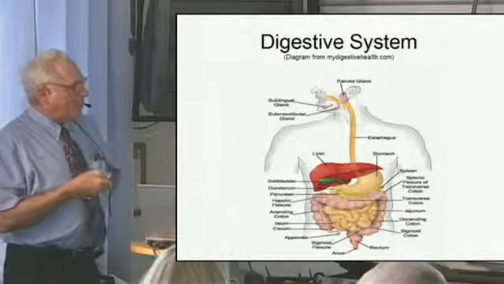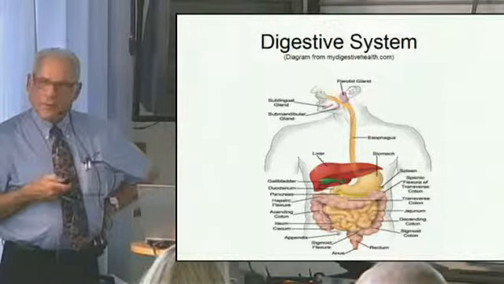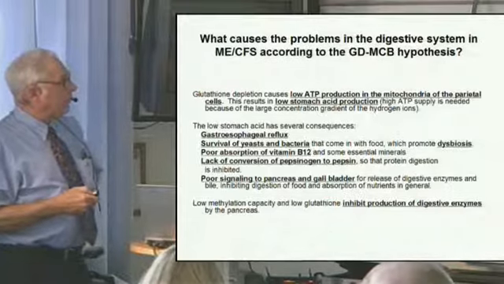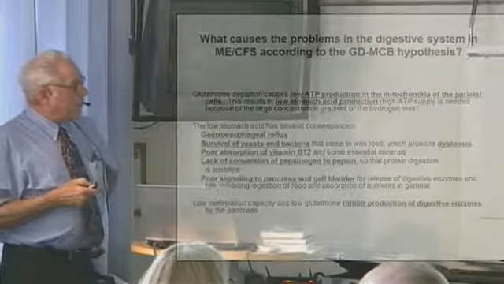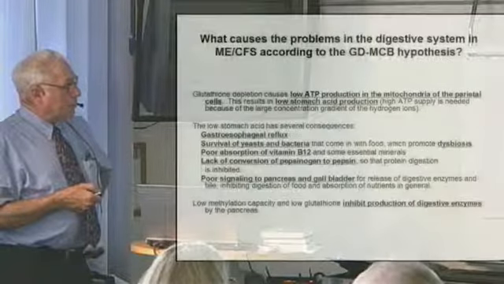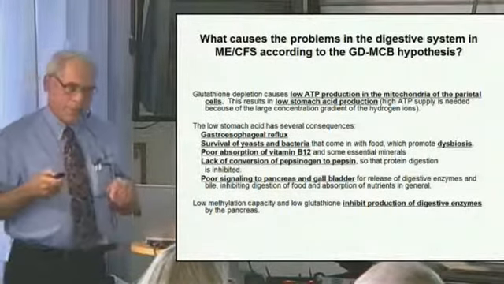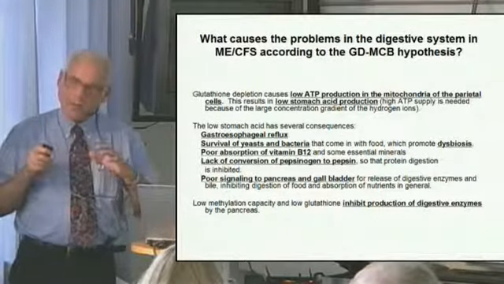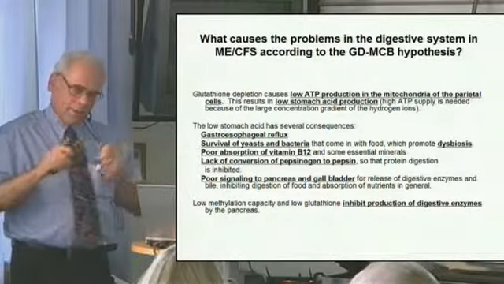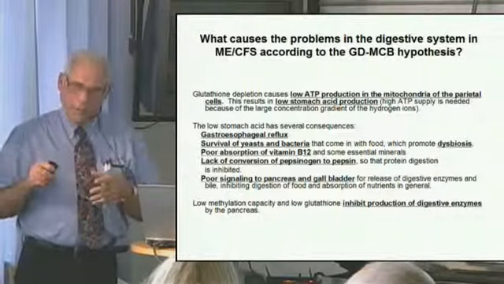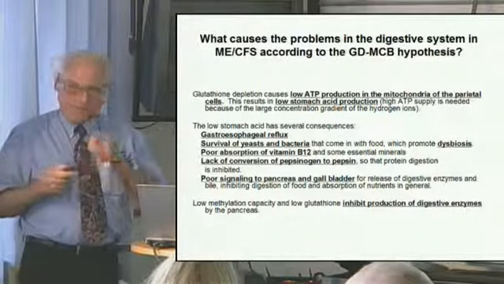But there are problems in pretty much each part of the digestive system in chronic fatigue syndrome. So what causes those? Well, glutathione depletion causes low ATP production in the mitochondria of the parietal cells. Now, the parietal cells are the cells in the stomach that make the acid. They pump hydrogen ions into the stomach lumen to raise the hydrochloric acid.